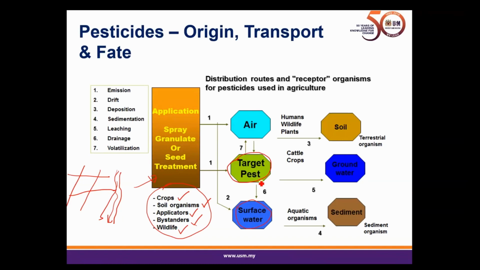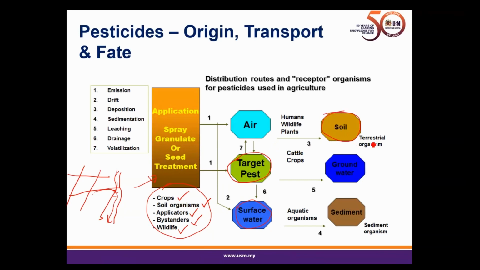But the chemical can also move by drainage. Let's say in the paddy field you have a drainage system that goes to the surface water, so it can also enter the surface water. And some of the chemical applied also tends to volatilize, or evaporate, into the air. Those that are evaporated into the air can affect humans, wildlife, and also plants through deposition. During the process from the air to the soil, it can affect humans, wildlife, and plants, and then it is deposited into the soil.